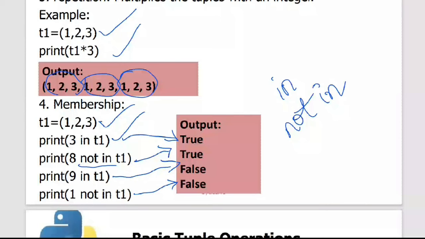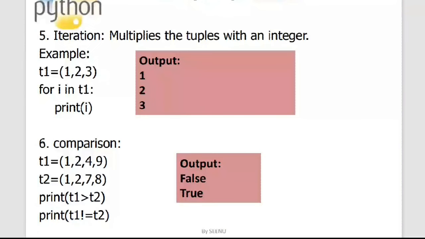Now coming to the fifth operation. How do you iterate a list? I'm having T1 is equal to 1, 2, 3. Then I'm saying for I in T1, and automatically it will start navigating the list from the index 0 till the end of the list. And I'm printing the value of I. Whatever I want, I can do it inside the for. Since we are iterating, meaning extracting one by one item from the tuple, we are writing a for loop, something like this.